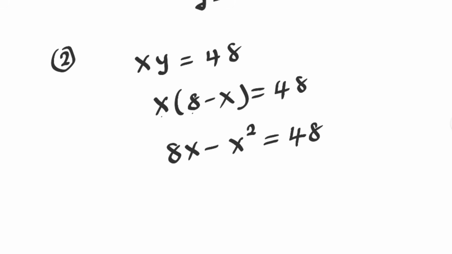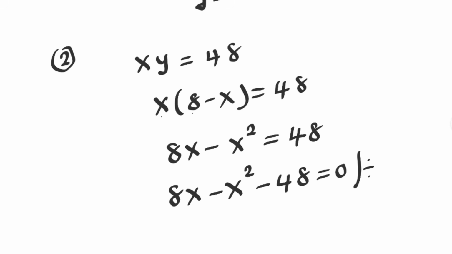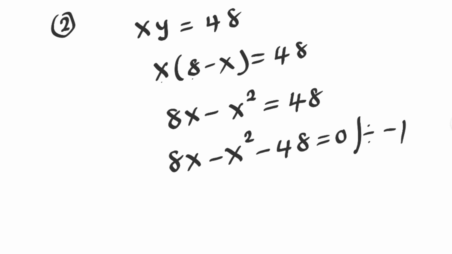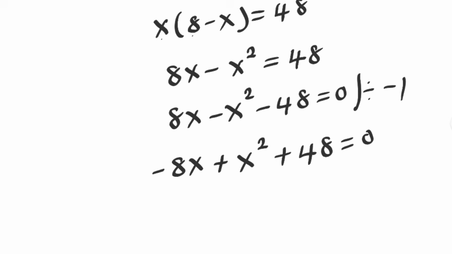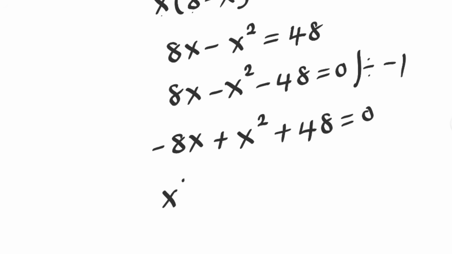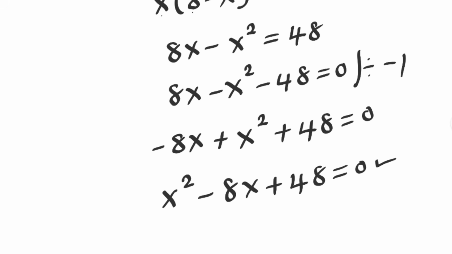Now let us equate everything into 0. We have 8x minus x squared minus 48 is equal to 0. Let us divide the whole of this equation by minus 1. Then this is minus 8x plus x squared plus 48 is equal to 0. Let us put this equation in standard form. x squared minus 8x plus 48 is equal to 0. This is a quadratic equation.